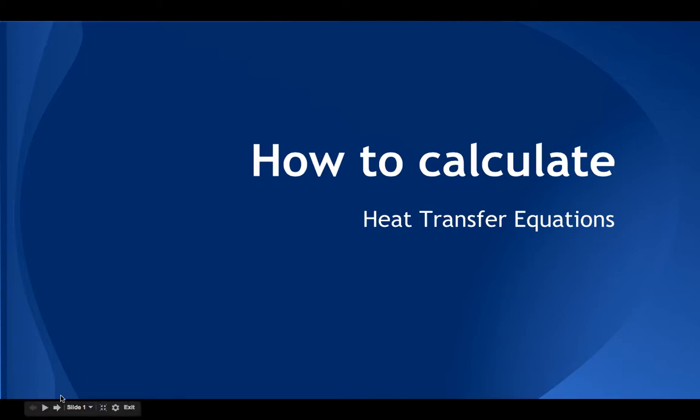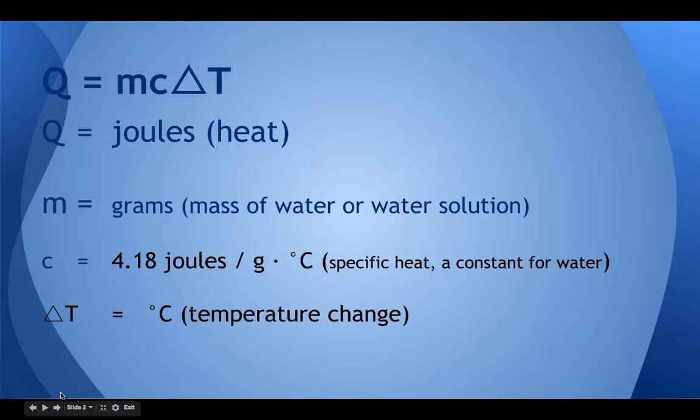So, what we've got: Q is equal to mc delta T, where Q is equal to joules, m is equal to the mass in grams, normally of water or a water solution. c is 4.18 joules per gram degree Celsius, which is only for water. And delta T is equal to the change in degrees Celsius.